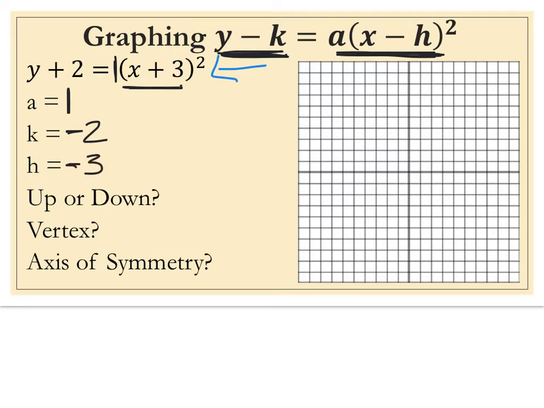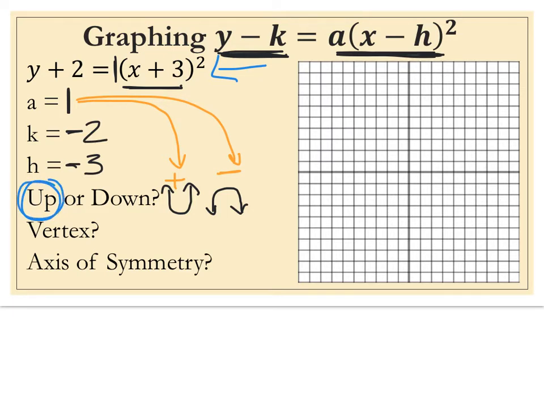Okay? So my first question is, is my parabola going to be facing up, so something like this? Or is it going to be facing down? Is it upside down? And your A tells you that. If A is positive, so if this guy right here is positive, we're going to have a parabola that's facing up. If this guy right here is negative, you have a parabola that's facing down. So in our case, that one is positive, so our parabola is going to be facing up. It's going to be going up.